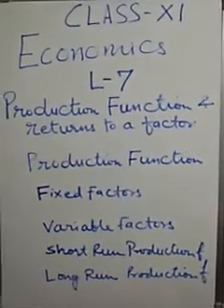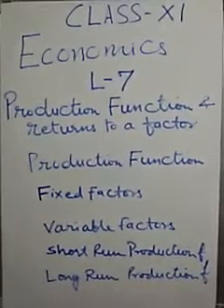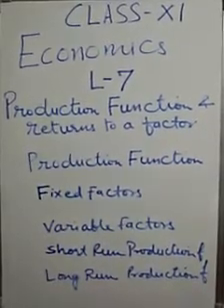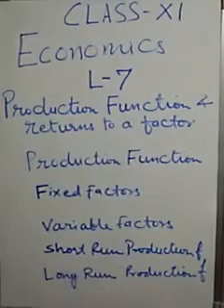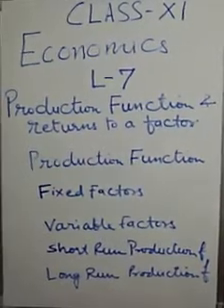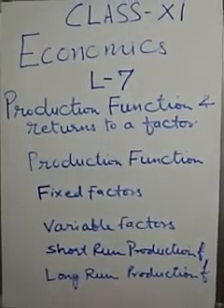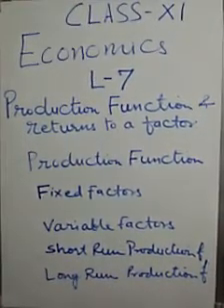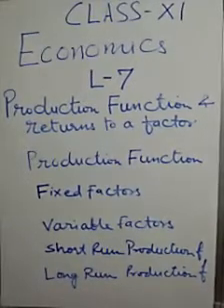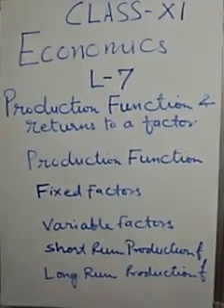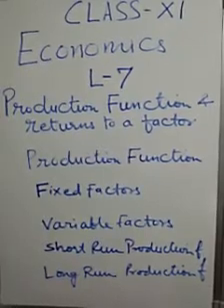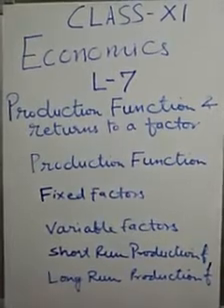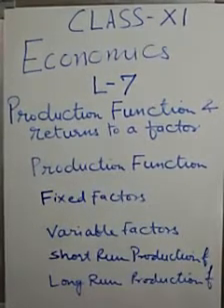First, concept of production function, short run, long run production functions. Concept of total product, concept of marginal product and average product. Returns to a factor, law of variable proportion, relationship between total product and marginal product, average product and marginal product, shapes and various curves. So starting with the first heading, that is production function.